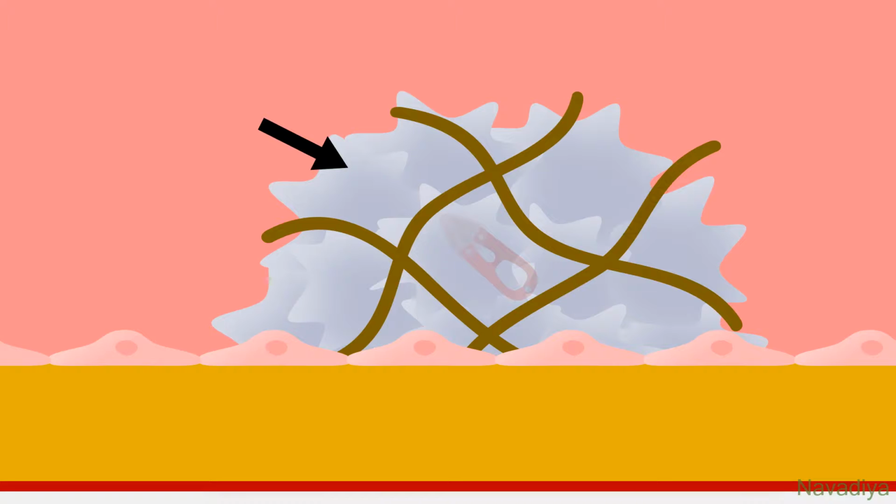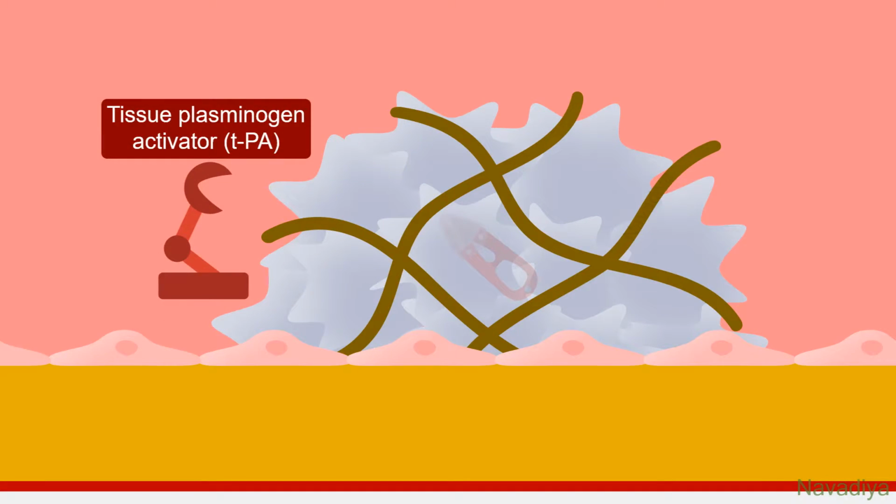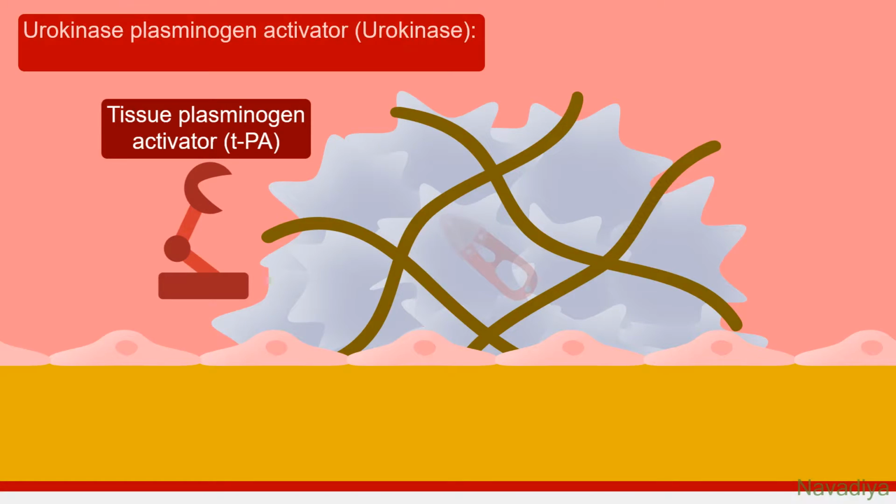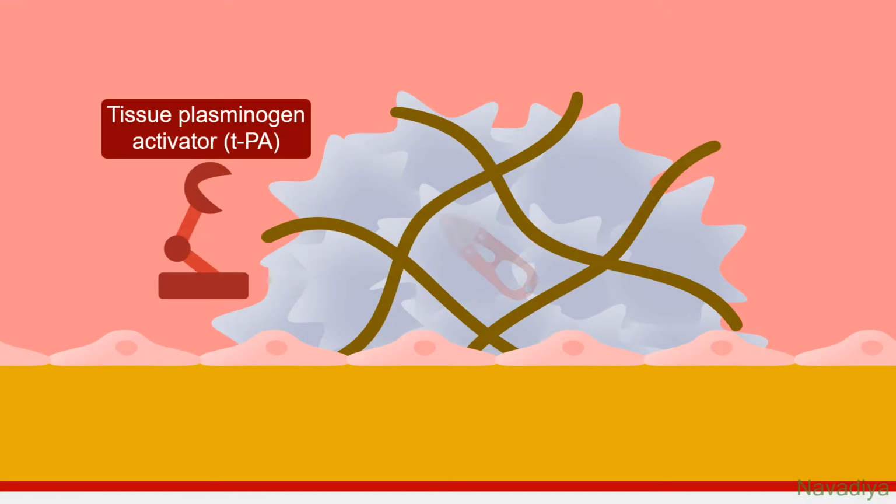So now the clot is no more needed and it should be removed. The process starts with tissue plasminogen activator, which is released from endothelium. There is also another type of plasminogen activator called urokinase plasminogen activator, or simply urokinase. However, that is synthesized mainly during inflammation and is involved in extravascular fibrinolysis. Otherwise, it's the tissue plasminogen activator that is doing the job most of the time.